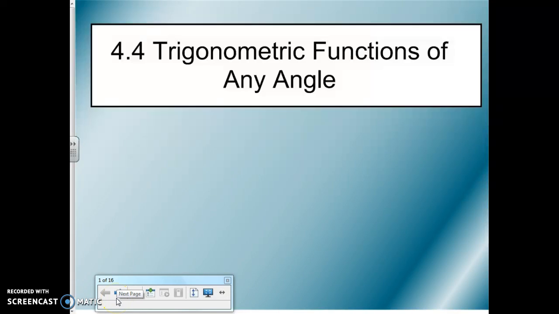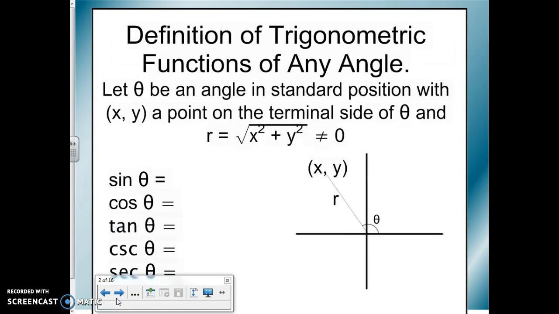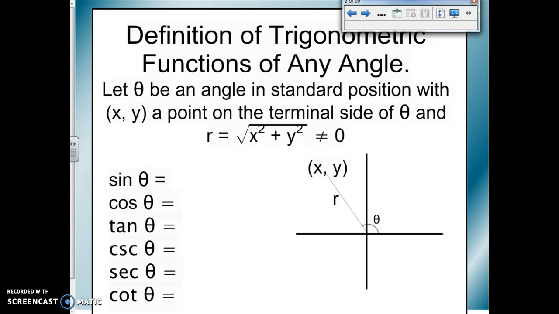So, trigonometric functions of any angle. At this point, yeah, you still have to have your 30, 45, 60, 90, 180, 270, 360 memorized, but you can move into anything at this point. And we've actually already looked at a lot of this.